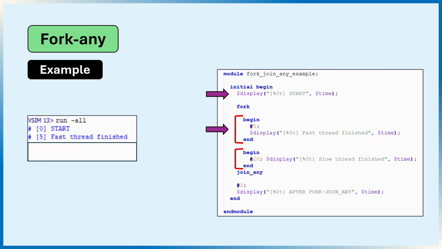After the join any, we wait 2 more time units. At time 7, we print after fork join any. The slow thread keeps running and finishes later at time 20. That's fork join any.